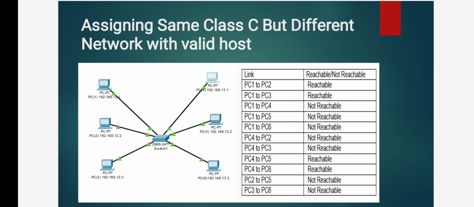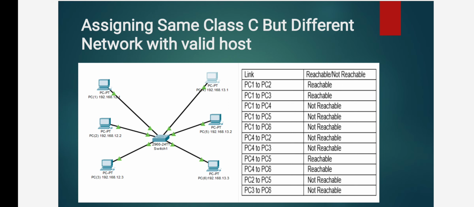Next, assigning same class C but different network with valid host. Let's go on to the number 1 problem, PC1 to PC2. In PC1, we have the IP address of 192.168.12.1, and PC2, we have 192.168.12.2. PC1 and PC2 are reachable because they have the same network IP address.